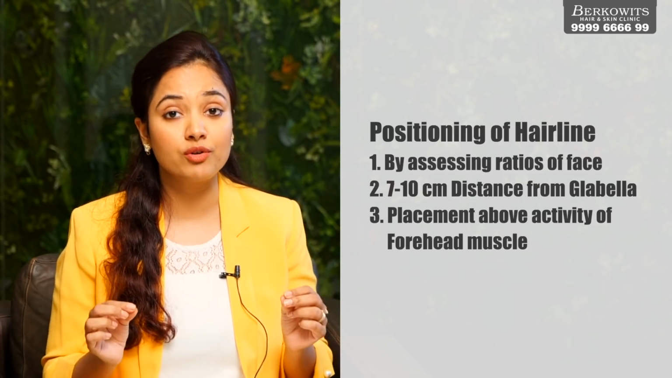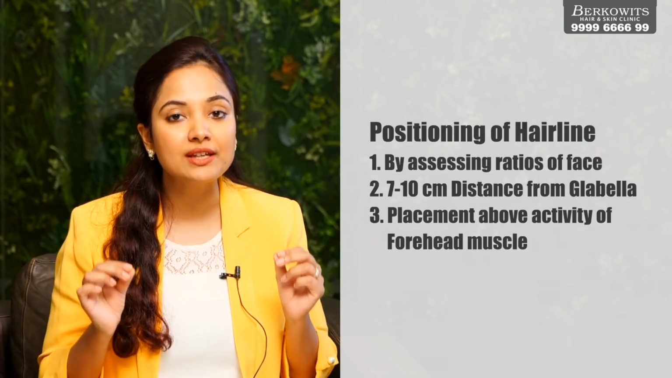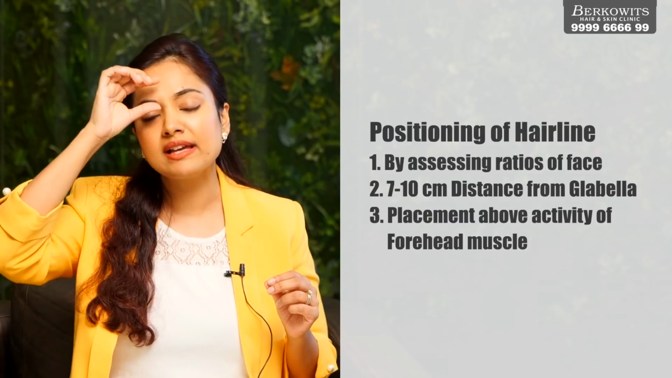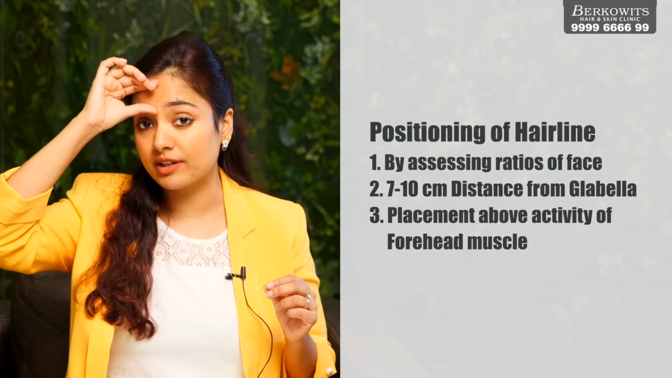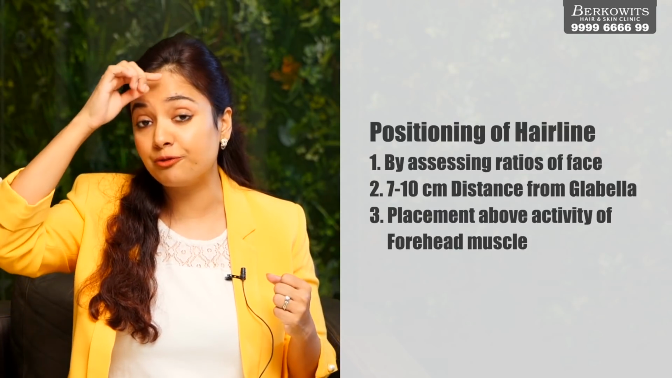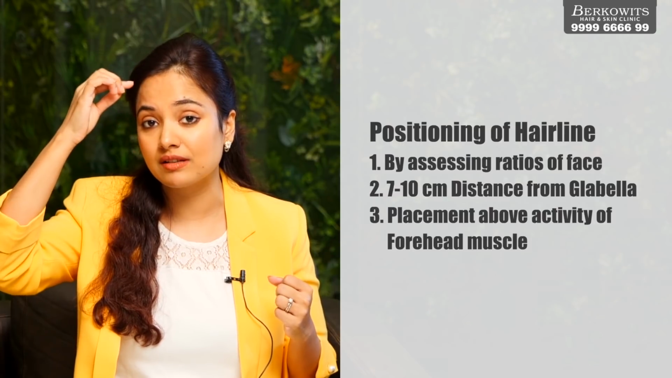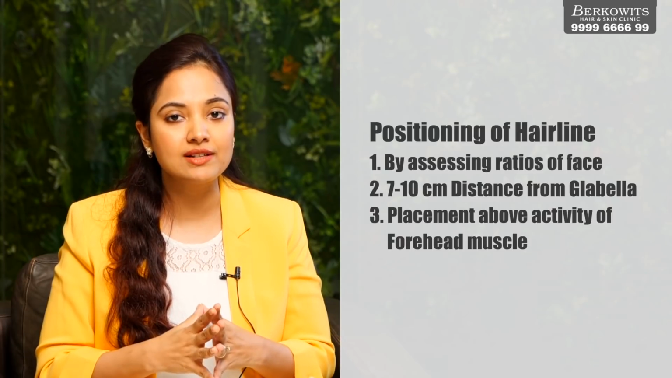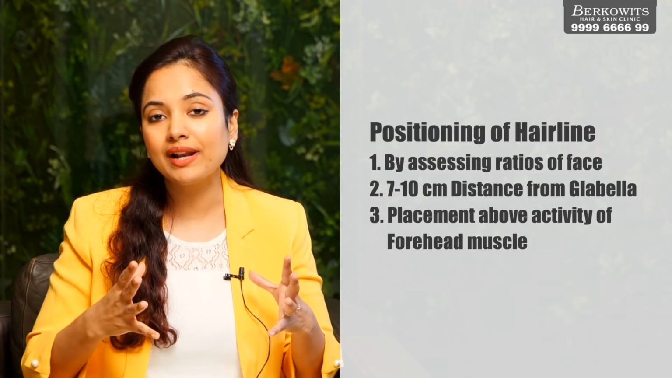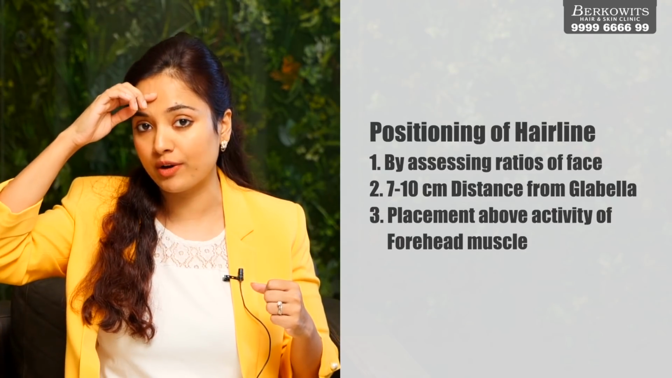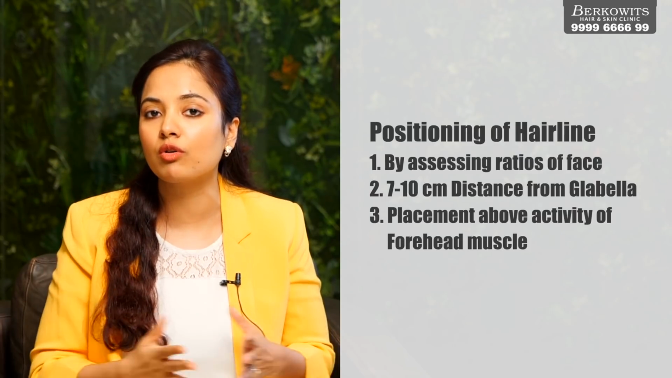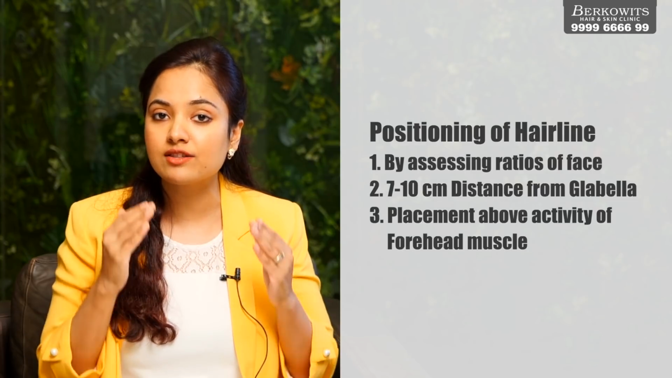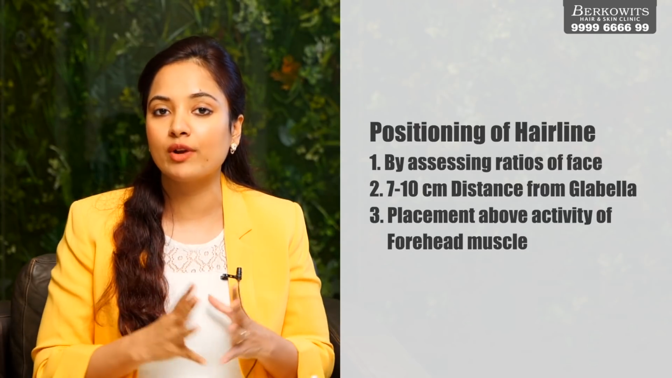Third, and the most important, we always try to keep your hairline above the activity of your forehead muscle. So, in some people, the activity of this frontalis muscle is very high. If we place the grafts on this muscle and we formulate your entire hairline and complete your hair transplant, afterwards, what will happen is that whenever you will move this forehead muscle, your hairline will also move along with it, and this will look very bad. So, we make sure that your hairline is always placed above this forehead muscle.